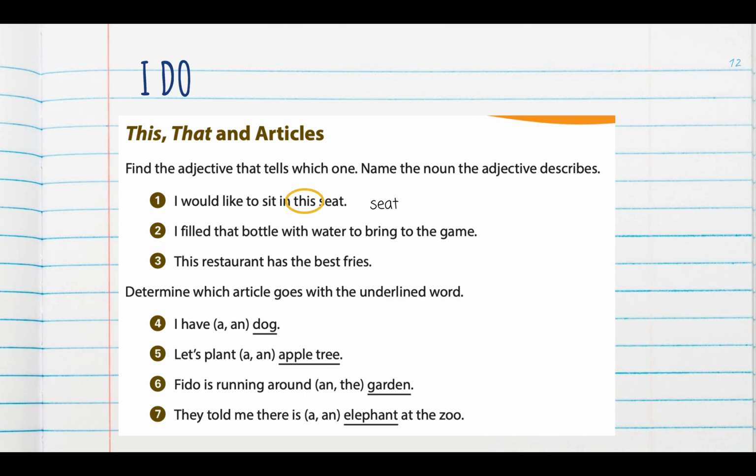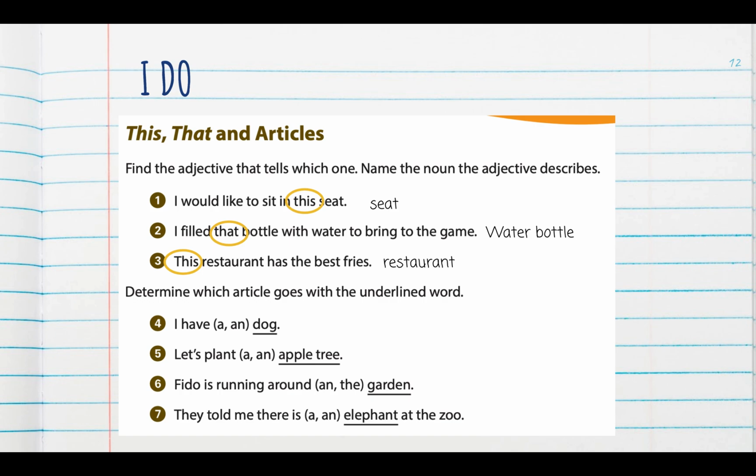Number 2, I filled that bottle with water to bring to the game. Here, my adjective is that, and it is describing the water bottle. Number 3, this restaurant has the best fries. Here, my adjective is this, and it is describing the restaurant.